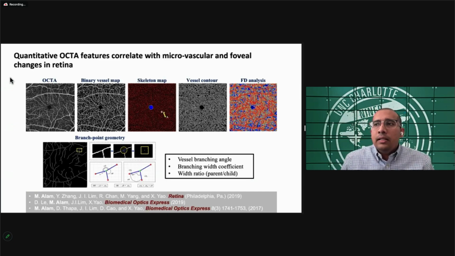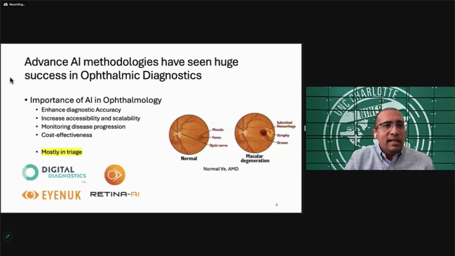So, in the field of ophthalmology, AI has seen huge success, especially in triage. So the idea is we use AI to triage people. For example, if you go to a point of care doctor, your retinal image is taken, and then companies like Digital Diagnostics, Eyenuk, Retina AI have been FDA approved.